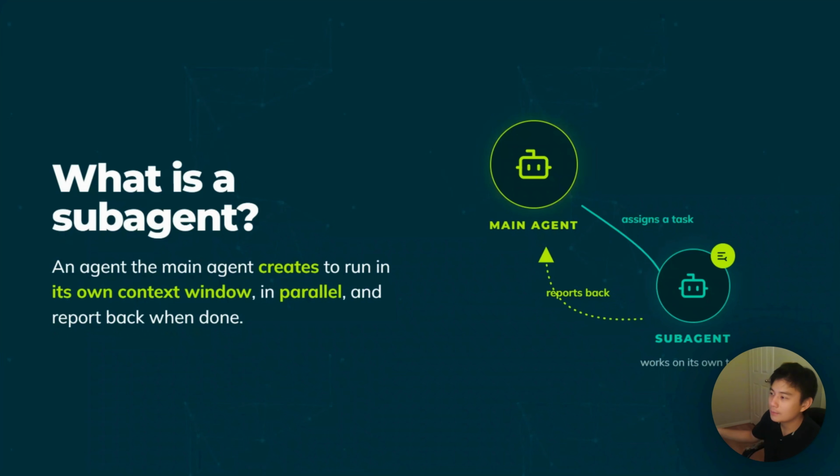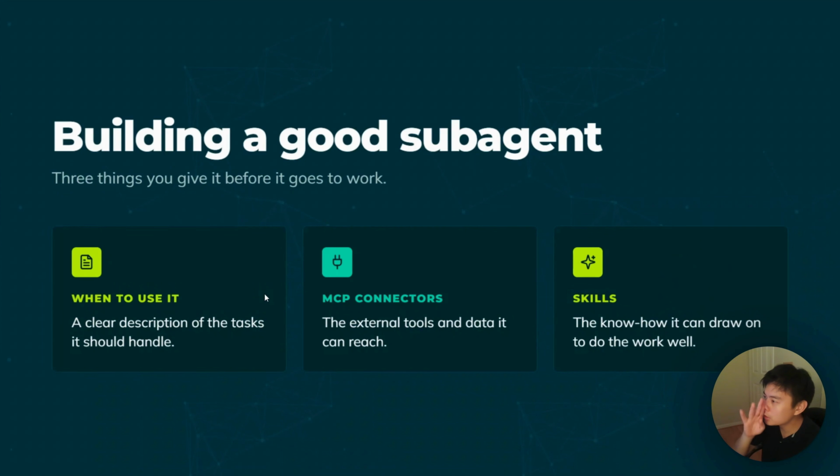And so the formula to creating a good sub agent comes down to these three things: making sure that you create a clear description of the tasks it should handle, MCP connectors, basically what type of tools it has access to, and you can also give it access to certain skills on how it should engage with these instructions and with these MCP tools.